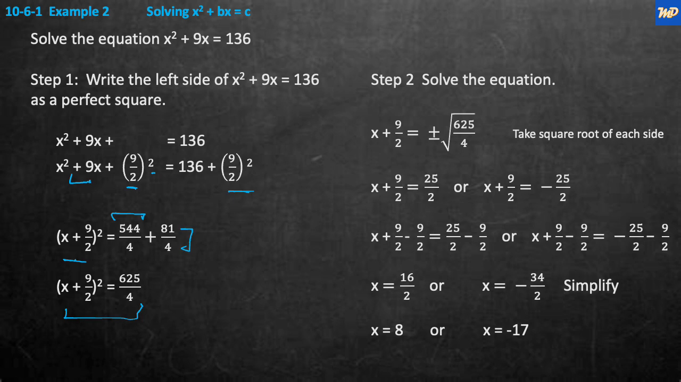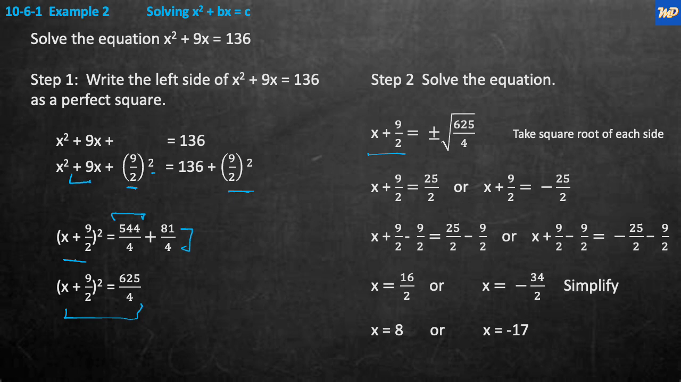So now we go to step 2. It says solve the equation. So to solve it, we're going to have to take the square root of both sides. So the term on the left is the squared term, and the term on the right, we're going to have to take the square root of it. So when we take the square root of the left-hand side, you're left with x plus 9 halves. This is the square root of x plus 9 halves squared. And then you're going to take the square root of the right-hand side. We're just going to put the square root on it, right? And take plus or minus this value. And now we're going to have to calculate the 625 fourths.